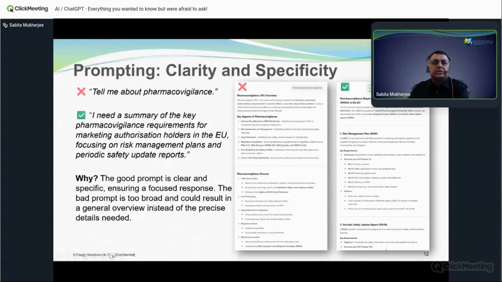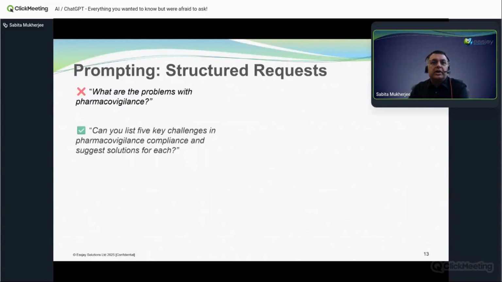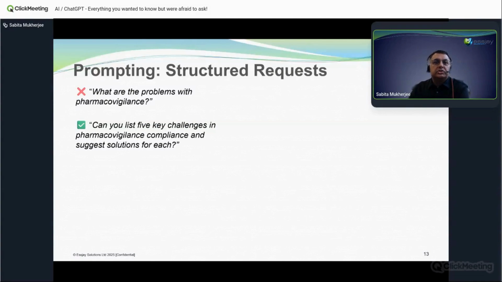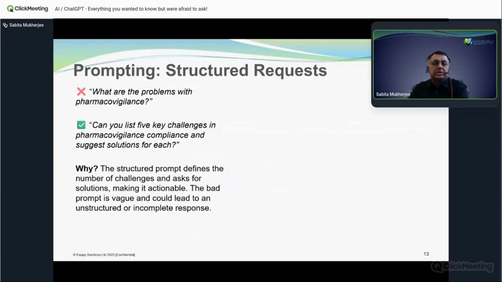Okay, let's look at another example. Using structured requests. An example of a poorly written prompt would be, what are the problems with pharmacovigilance? An example of a better prompt, could you list 5 key challenges in PV compliance and suggest solutions for each? Why is it better? Now, the structured prompt defines the number of challenges, it asks for solutions, making it actionable. The bad prompt is vague and it could lead to an unstructured or incomplete response.